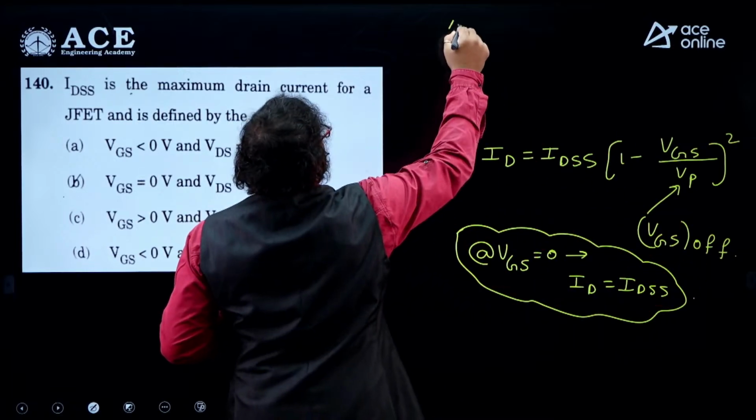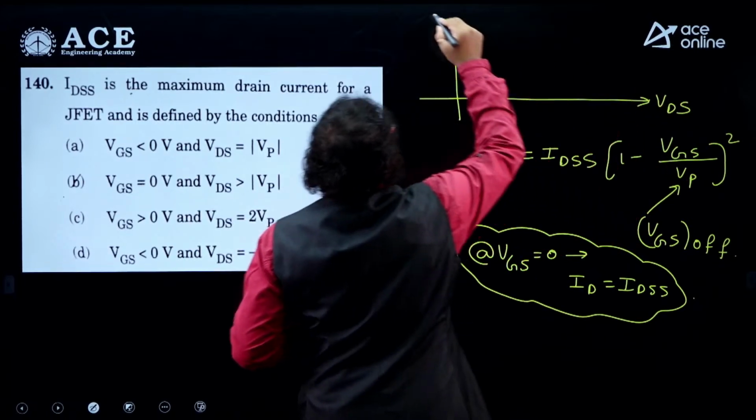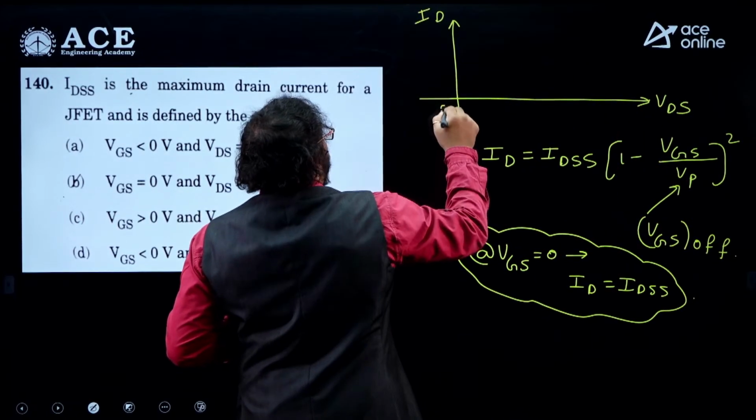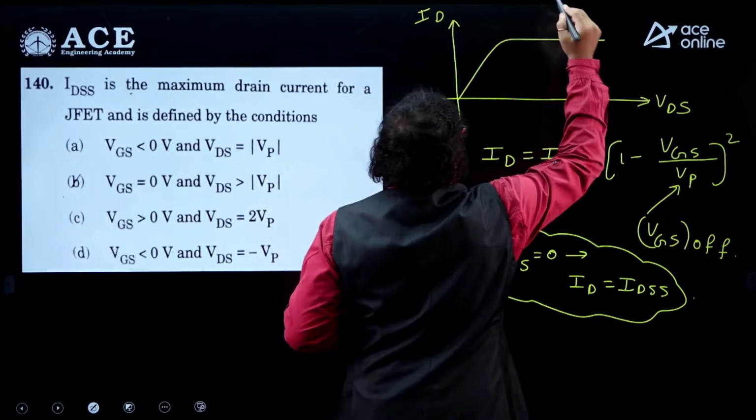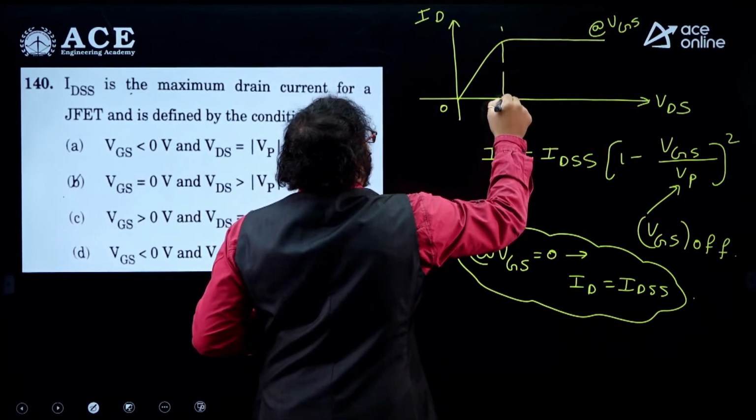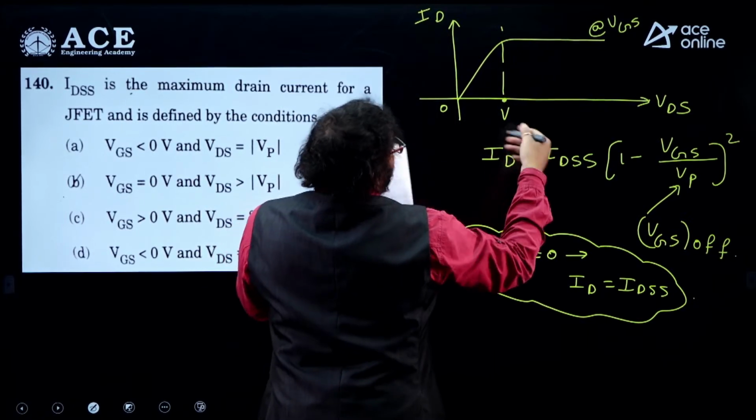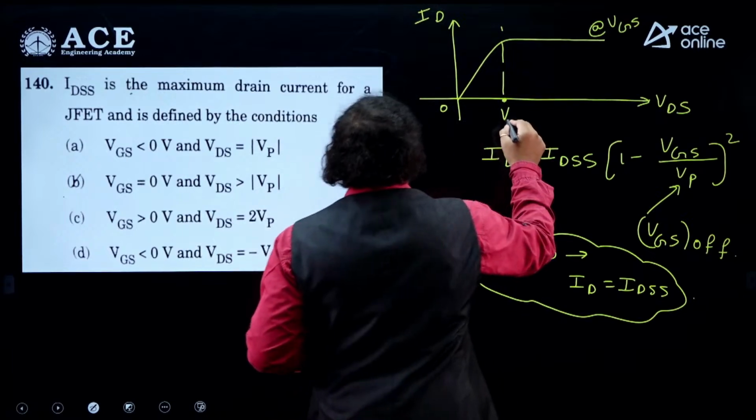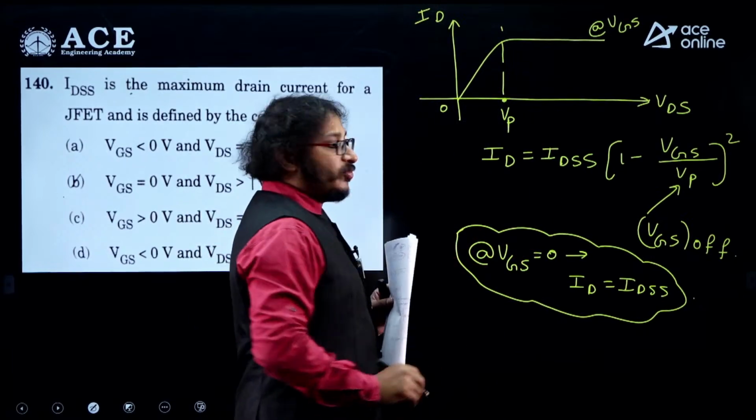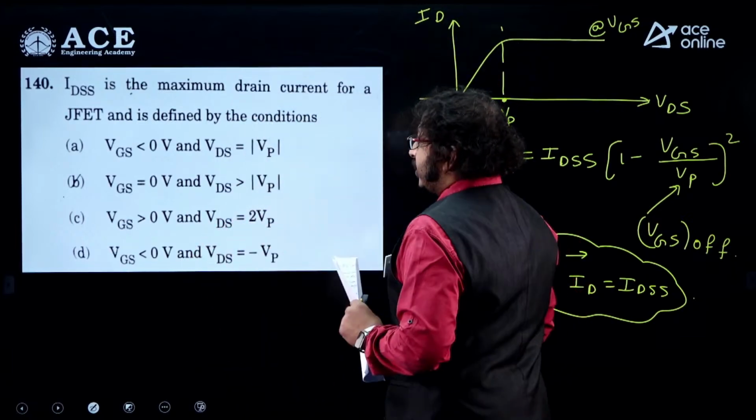Not only that, if I draw the output characteristics, let me say this is N channel, VDS and ID, and let me put VGS as constant. At some particular voltage, what is this voltage, guys? This is nothing but the pinch off voltage, correct or not, dear students? After this only, I can get the saturation value.